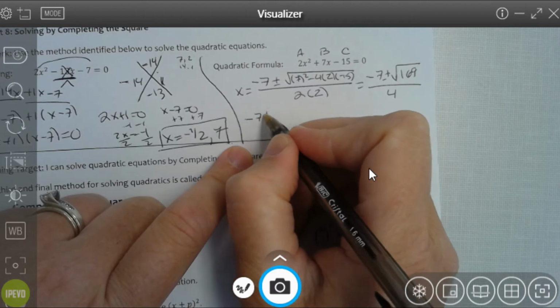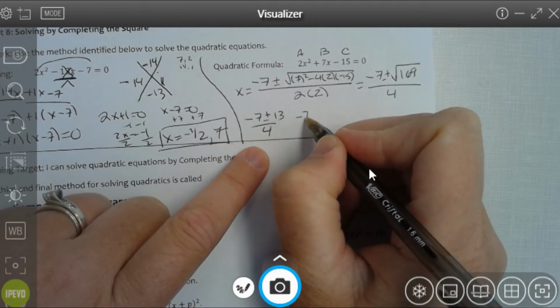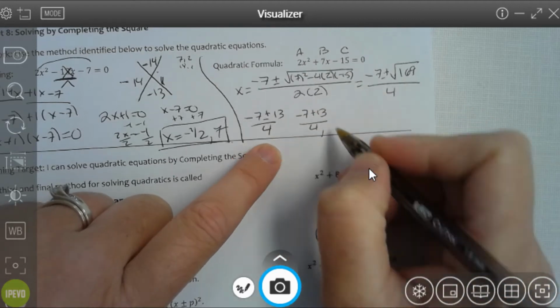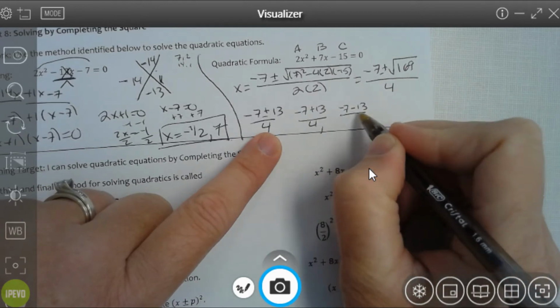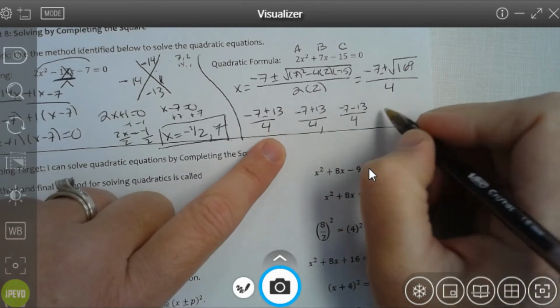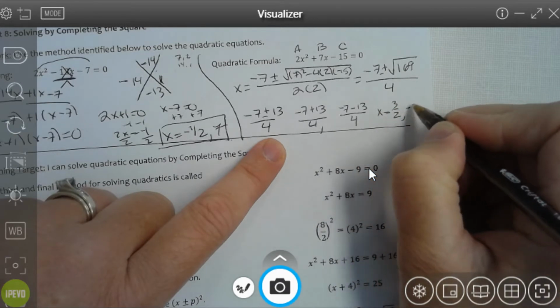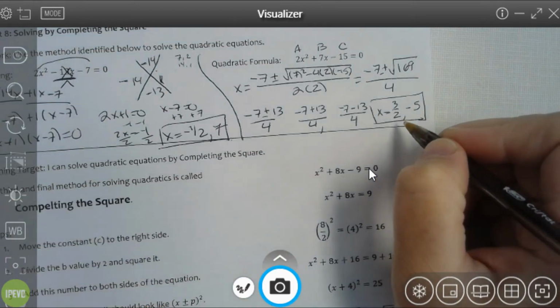So I have negative 7 plus or minus 13 over 4, which means you need to do negative 7 plus 13, hit equals in your calculator, divide that answer by 4. Do negative 7 minus 13, hit equals in your calculator, and then divide that answer by 4. So you should be getting 3/2, which is 1.5, and negative 5. So if you want to put 1.5 there, that's fine too.